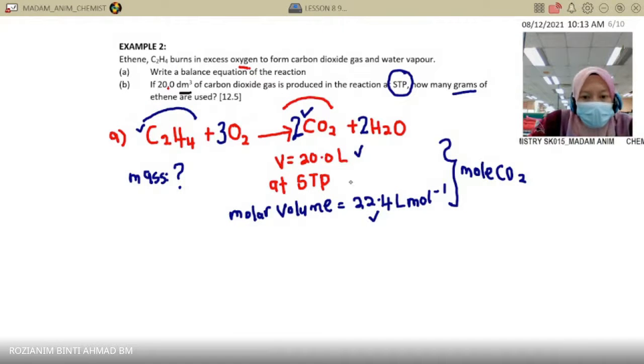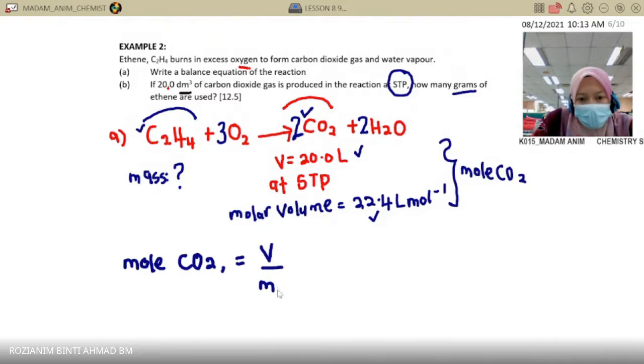Okay, so kira mol for carbon dioxide. Kita buat sama-sama. So, step 1, kita nak kira mol CO2. So kita tahu daripada sekolah, mol equal to the volume over molar volume.